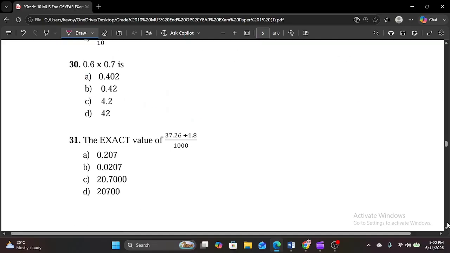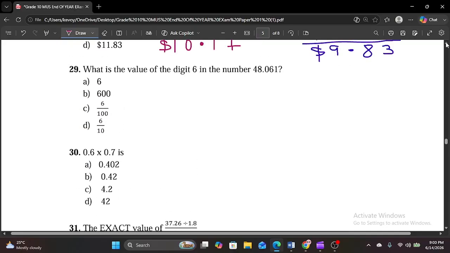All right, so moving on to question 29. What is the value of the digit 6 in the number 48.061? So the 6 right here is less than 1, and it's in the hundredths place. A hundredths place means that it is 6 divided by 100. So C is going to be your answer.